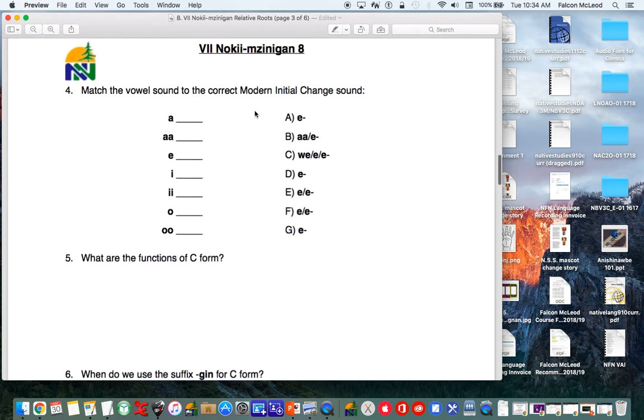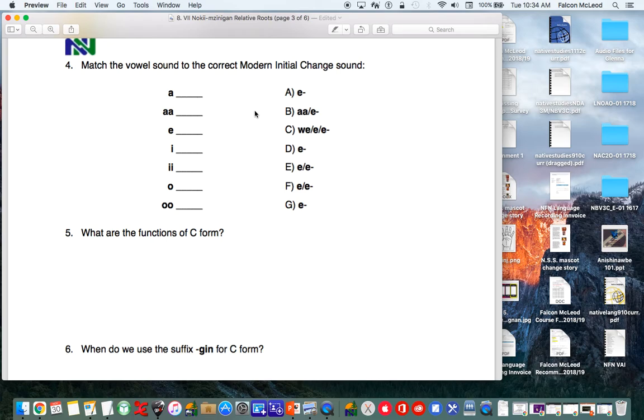For number 3 here. All right, so match the vowel sounds to the correct modern initial change sounds. So we went over the older style of initial change versus a more modern style in our initial change stuff. So when these vowel sounds are changed, which ones they'll use. And so single A is often replaced with an E sound. So this is a hanging E. When it's an E with a dash, we can use that, or we can use an E or hanging E. So this is one of the answers here. I'm just going with the first ones that pop up.